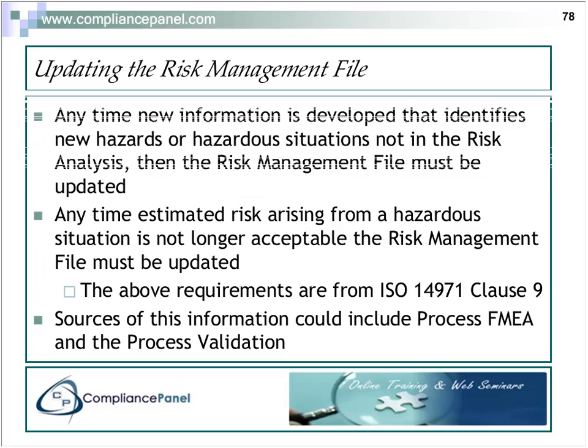Risk management file. Anytime we get new information that identifies a new hazard or hazardous situation which is not in our current risk analysis, we must update the risk management file. So if we find a new hazard that results from the production process, like we use a new cleaning solution, we need to update the risk management file with that information. And it can come from a process FMEA and the process validation steps.